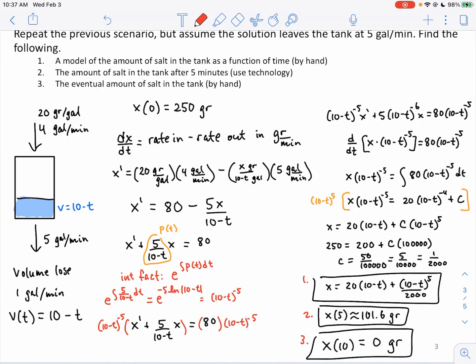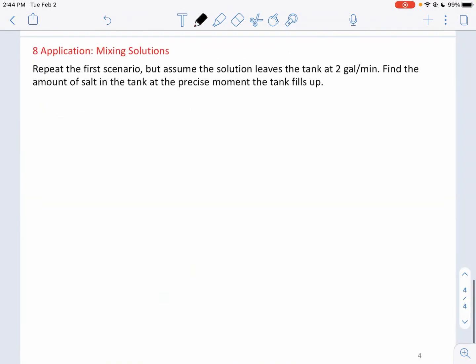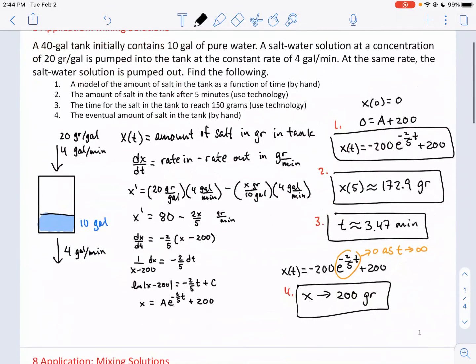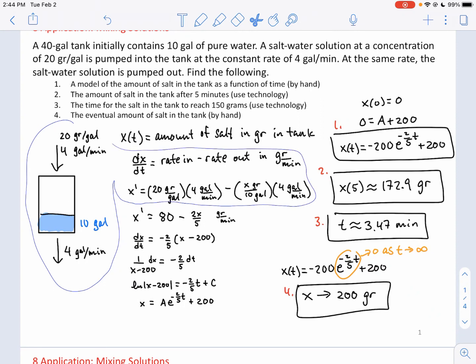Okay, now let's do the last one. Repeat the first scenario, but assume the solution leaves the tank at 2 gallons per minute. Find the amount of salt in the tank at the precise moment the tank fills up. So I'm going to copy a lot of this initial information. Let's copy all this.